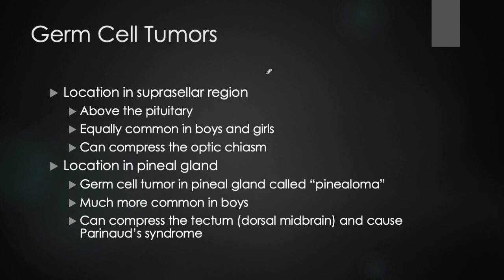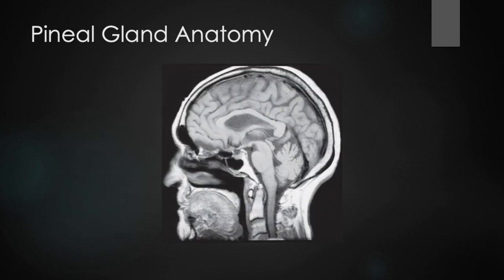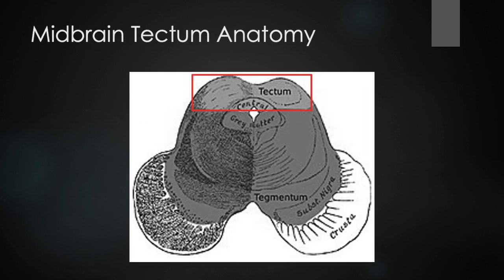When they're located in the pineal gland, germ cell tumors can compress the tectum and cause Parinaud's syndrome. Let's briefly review the anatomy of the pineal gland. The pineal gland is located here. You'll notice that's right next to the dorsum of the midbrain. The tectum of the midbrain is located here, dorsal to the cerebral aqueduct.